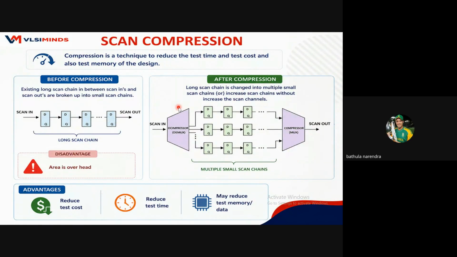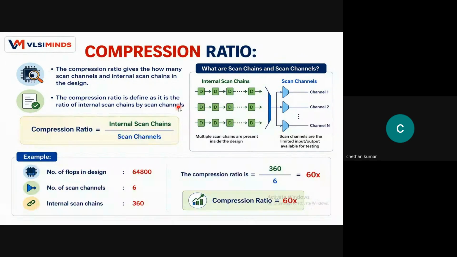Each EDT can handle more external channels with more internal chains, but if it is out of our limit in the compression ratio, then we go for multiple EDTs. Let us assume we have 6 channels and 60 is the limit, and let us assume the number of chains is 460 or 480 or something. Those I cannot connect with the existing compression ratio, so I should go for 2 EDTs. Like that, we can decide.